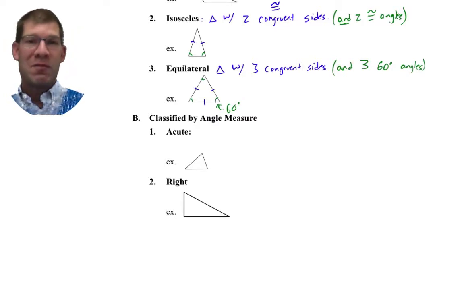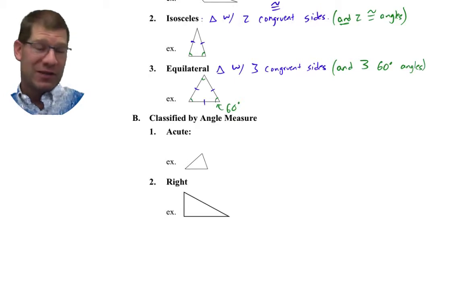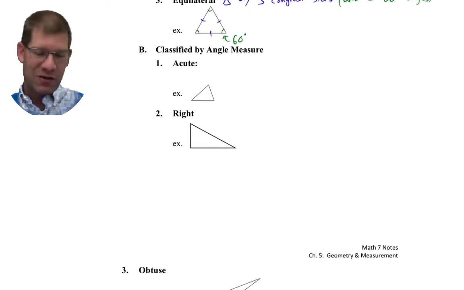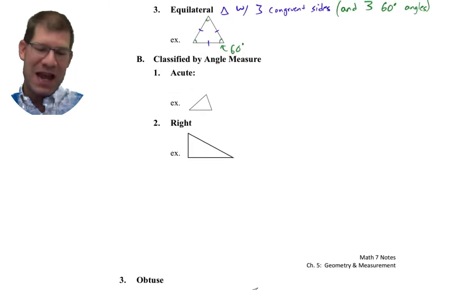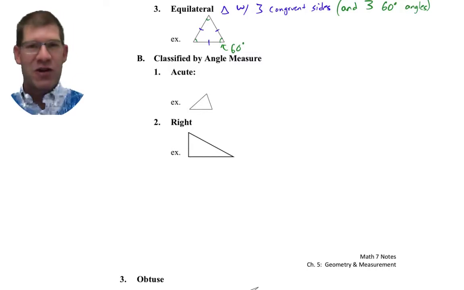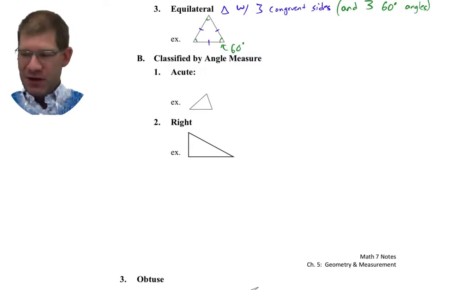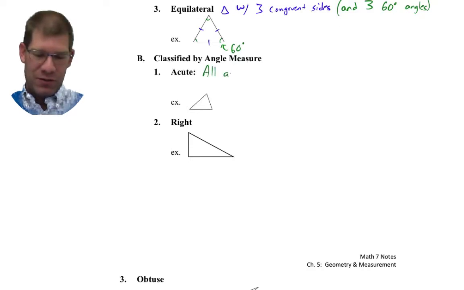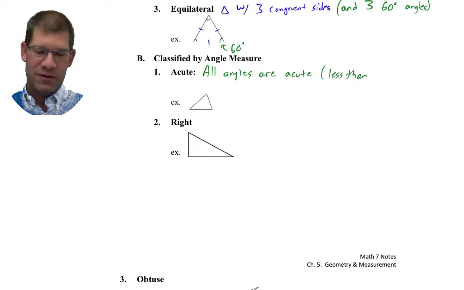But we also could do it based on what their angles look like. We could look at their sides, or we could look at their angles. If we classify them by angle measure, in an acute triangle, oh, cute little triangle, the angles are all going to be less than 90 degrees. So all angles are acute, and by that we mean less than 90 degrees. There's an example there.